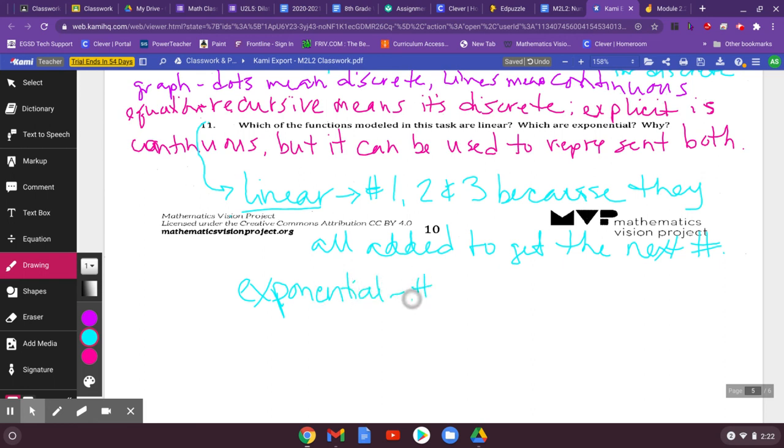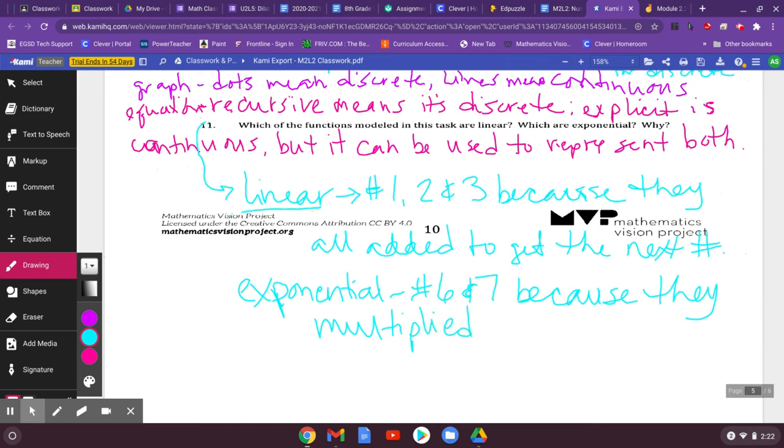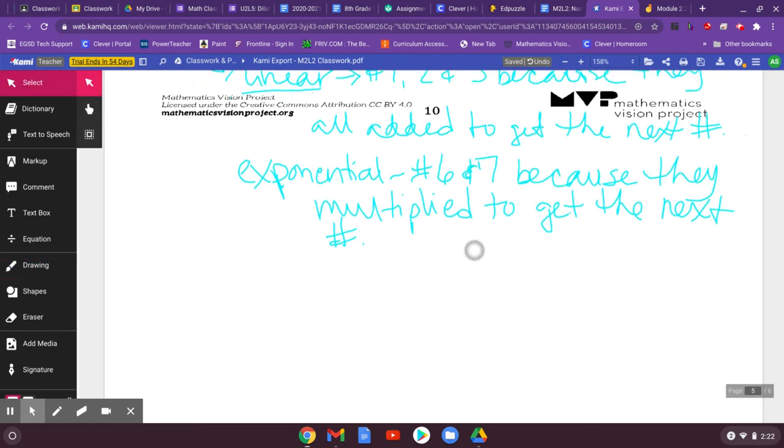Exponential was number 6 and 7 because they multiplied to get the next number. So in 6 was the cuts. It was a times 3 every time. And in 7, it was a times 0.8 every time because it was going down. But they were exponential because we involved multiplication.